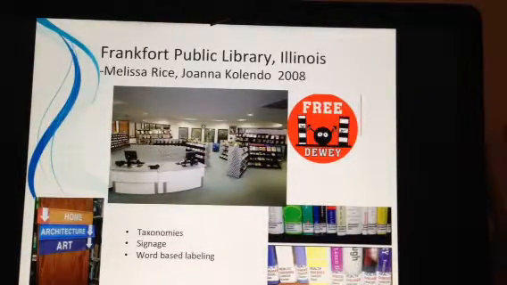In 2008 in Illinois, the two librarians of the public library there, after hearing about the success of the Arizona model, decided to do the same. They had what they called a free Dewey blog where patrons could follow along as they redesigned the library and talked about how they would change it. They used what they called taxonomies. They used a lot of signage, which you see in the bookstore model, and they relabeled using words rather than numbers.